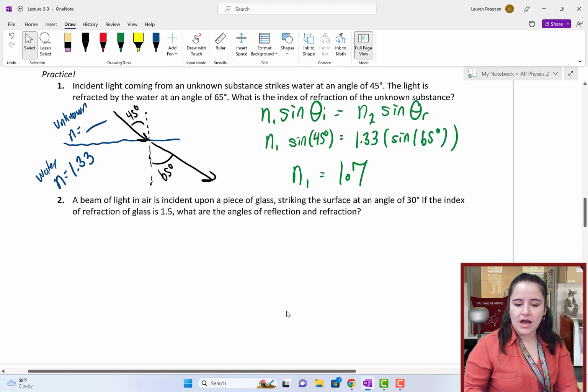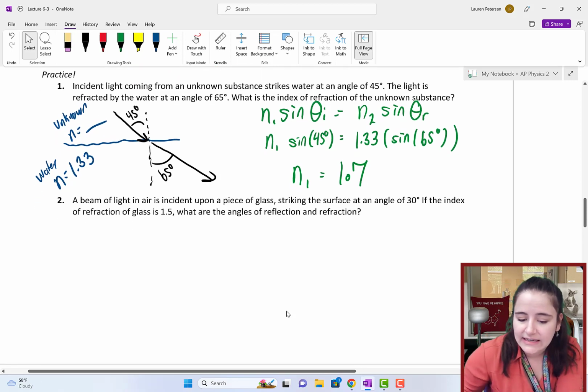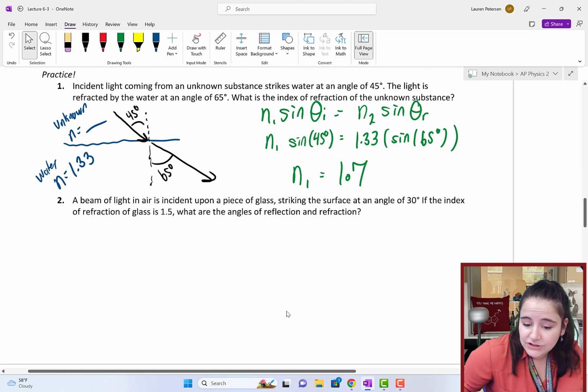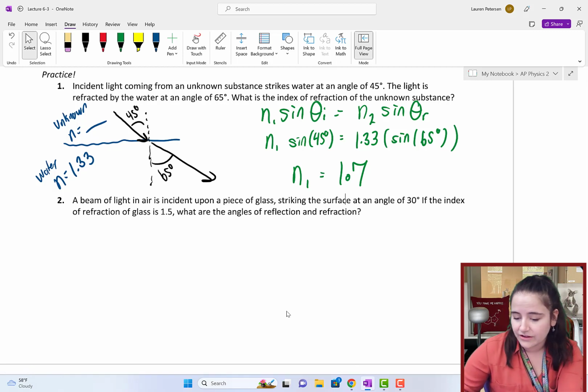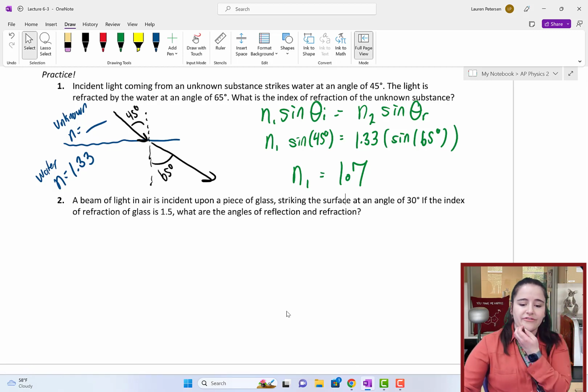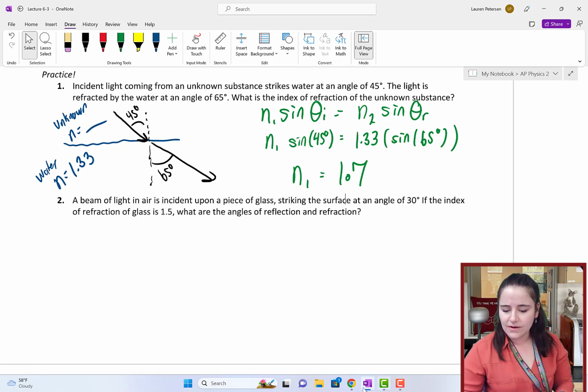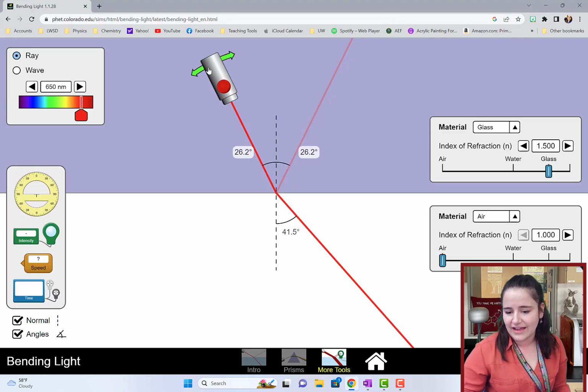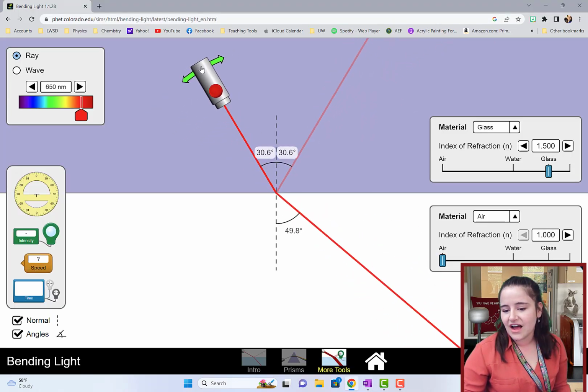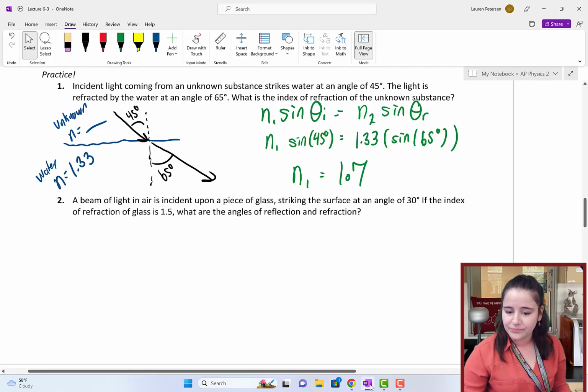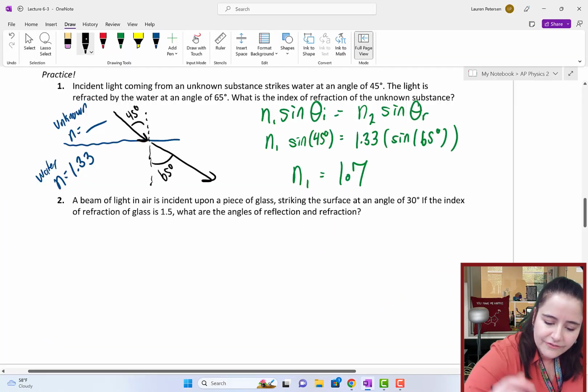Cool. A beam of light incident in air strikes upon glass, striking the surface at an angle of 30 degrees. If the index of refraction of glass is 1.5, what are the angles of reflection and refraction? So as you guys have probably seen in real life and in this simulation, often we're going to get some reflection and some refraction. So let's go ahead and figure it out.